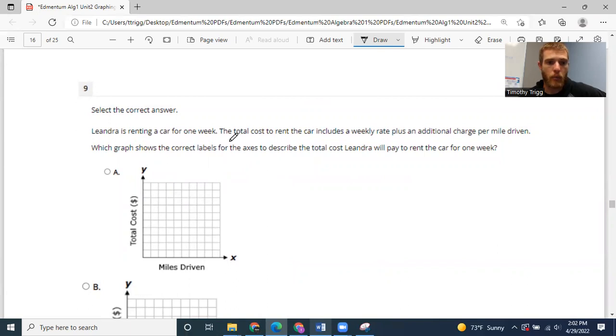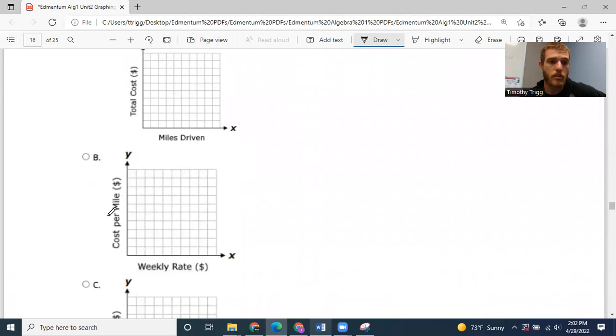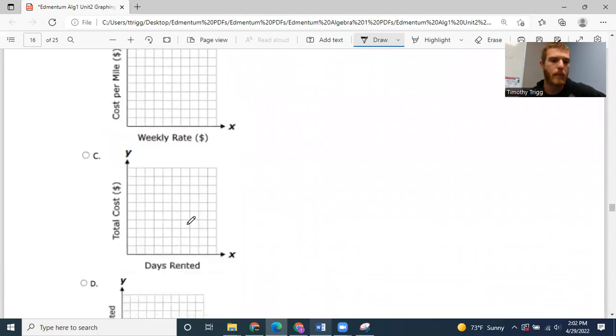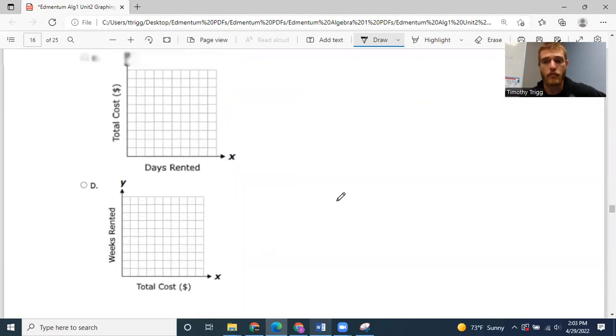Leandra is renting a car for 1 week. The total cost to rent the car includes a weekly rate plus an additional charge per mile driven. Which graph shows the correct labels for the axes to describe the total costs Leandra will pay to rent the car for 1 week? So here we're just showing what would be the dependent and independent variable. Does the cost depend on miles driven? Does the cost per mile depend on the weekly rate? Does the total costs depend on the days rented? Or do the weeks rented depend on the total cost?